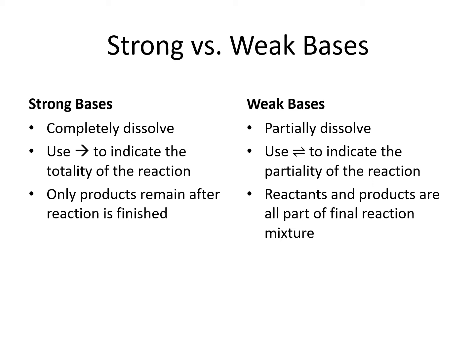Weak bases are only going to partially dissolve. We're going to use the half double arrows to indicate the reaction only goes part way. Both the reactants and the products are going to be in the beaker or flask at the end of the reaction. Some of the base will be stuck together, and some of it will be split apart into ions.